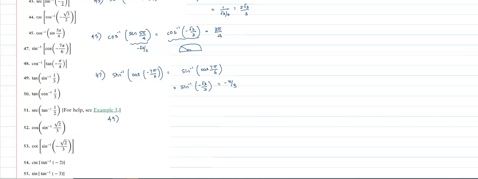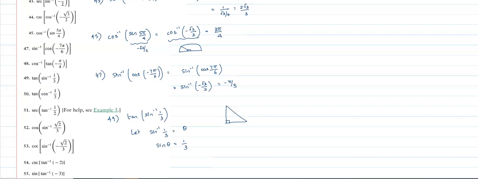49. Tan of sine inverse of 1/3. Now 1/3 is not a unit circle value. So what I'm going to do here is construct a right triangle. Let sine inverse of 1/3 be some angle theta. If that is true, then sine theta is 1/3, right? So sine theta is 1/3.